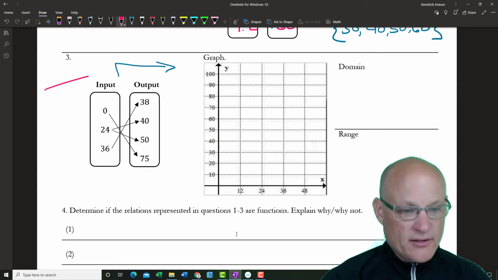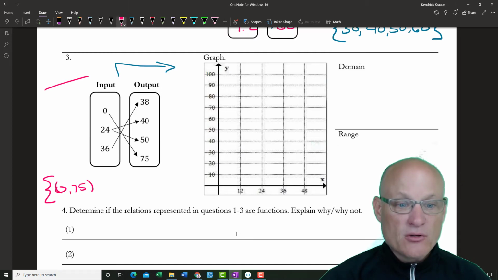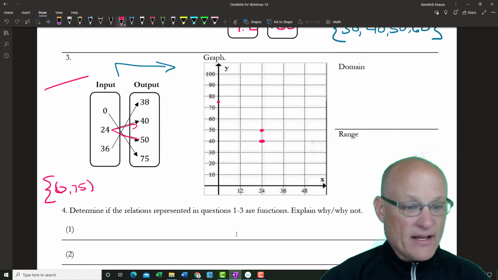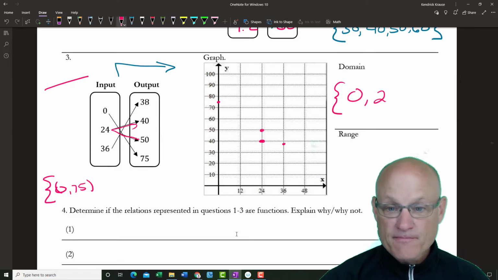0 goes with 75. So if I had to list these points out, I'd list them out as 0, 75. And then 24 goes to 40. 24, 40. But 24 also goes to 50. And finally, 36 goes to 38. 36 goes to 38. Now, the domain is really kind of uneventful and exciting. There it is, domain 0, 24, 36. It's the input values.